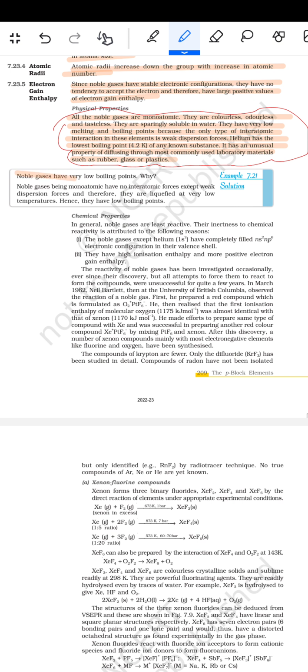Noble gases, example 7.21. Noble gases have very low boiling points. Why? Noble gases, being monatomic, have no interatomic forces except weak dispersion forces and therefore they are liquefied at a very low temperature, hence they have low boiling points.